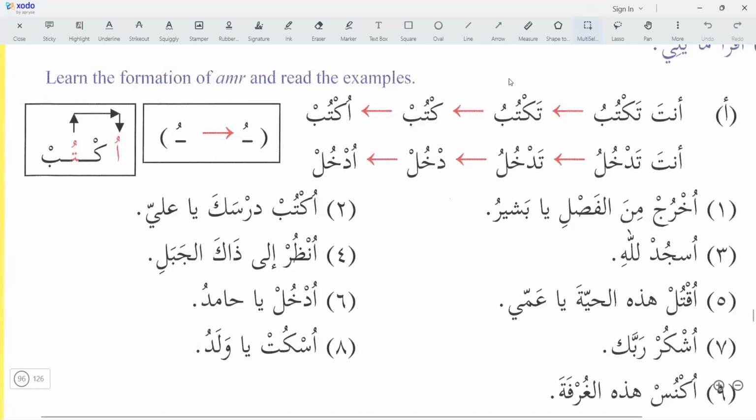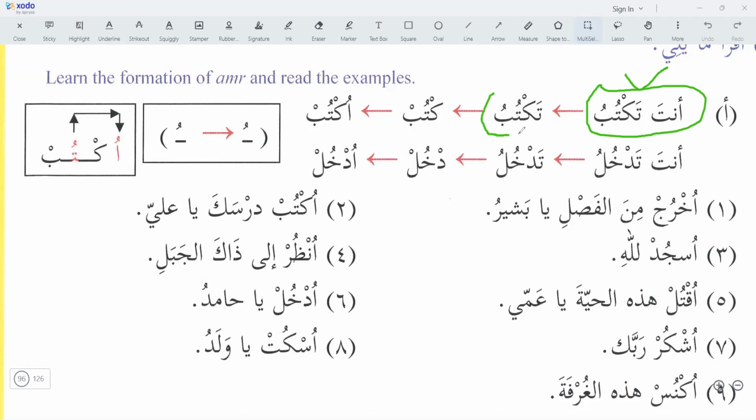And this is about the fail amr. Anta taktubu, you are writing. This is nominal sentence. Taktubu, you are writing. It is verbal sentence.